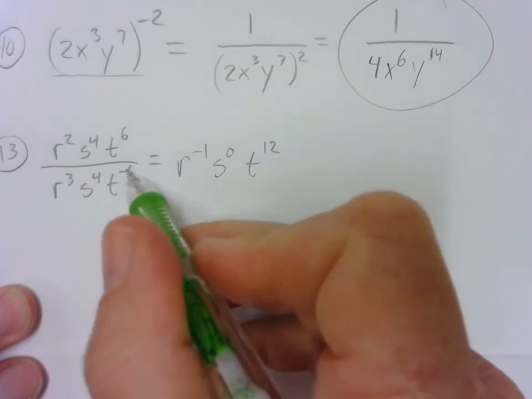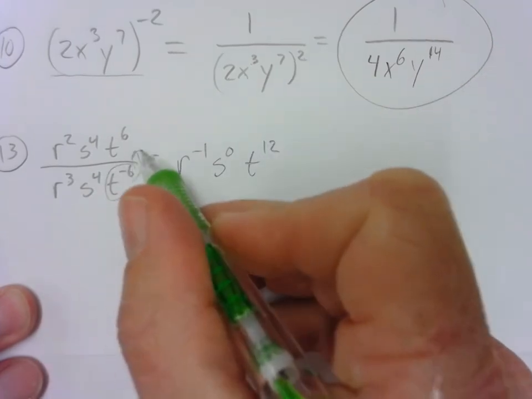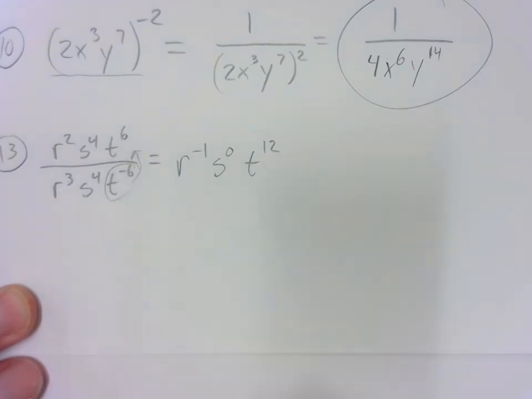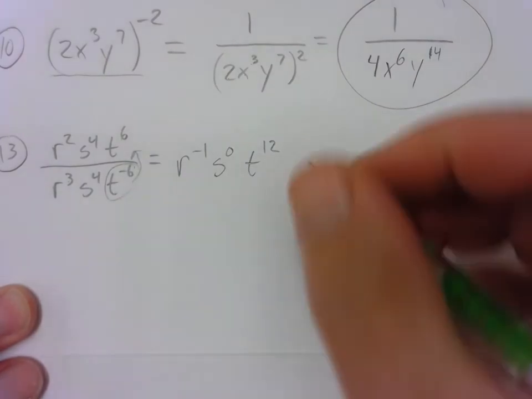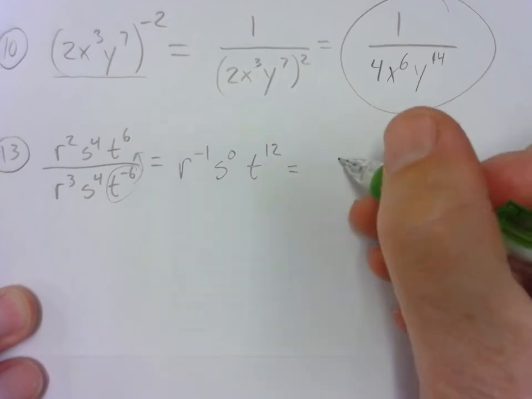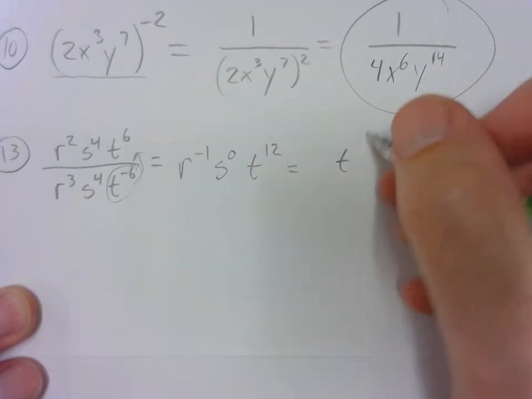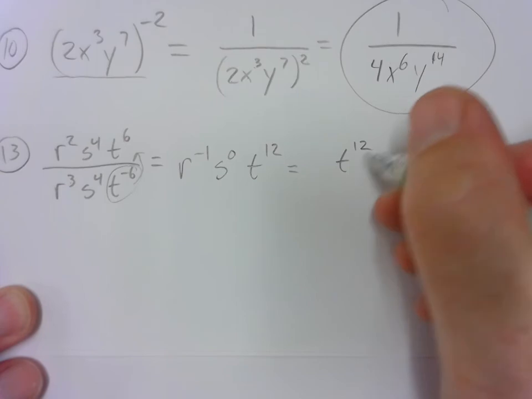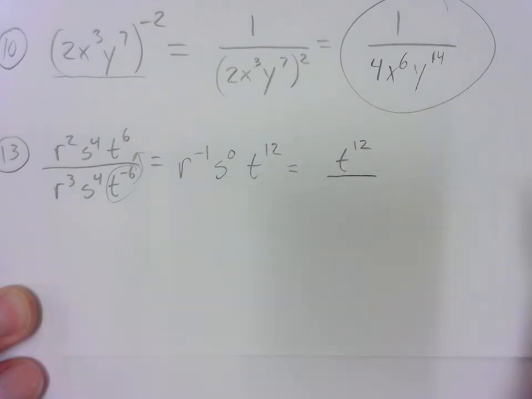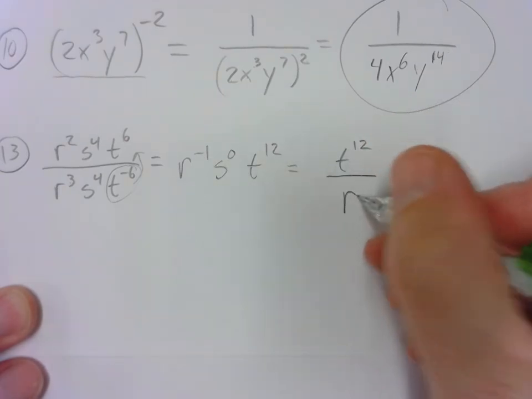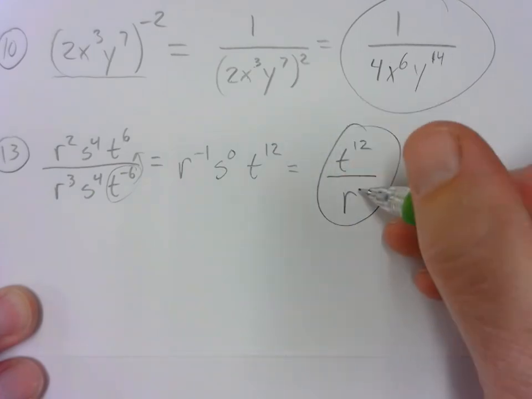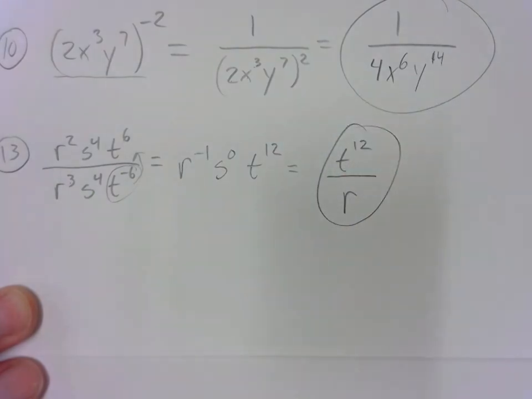And that makes sense too, because you could take this, throw it up to the top, and it'd be t to the 6, and then you could just add these 2 6's together. All right, the t to the 12th stays in the numerator position, stays on the top of the fraction. The s to the 0 is 1, and then r goes to the bottom. And you leave it r or r to the 1st power, it doesn't matter.